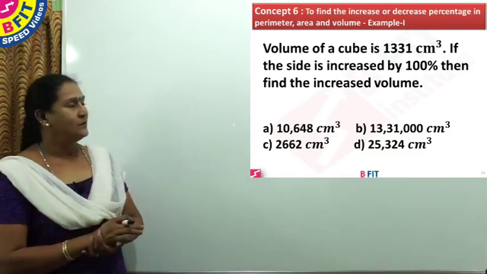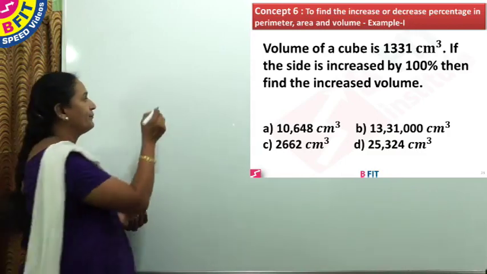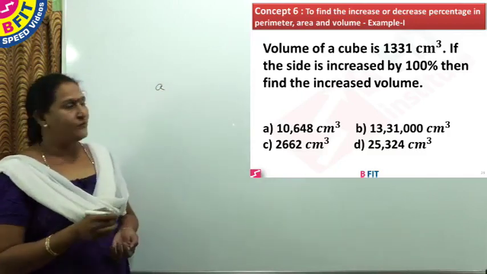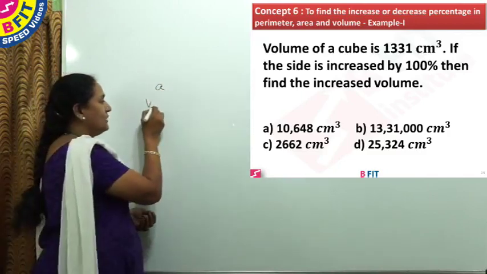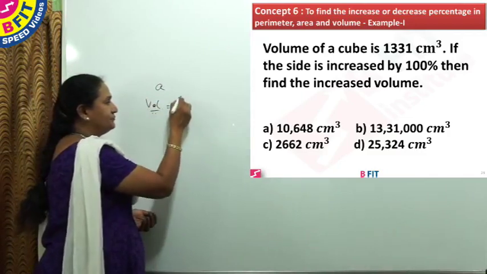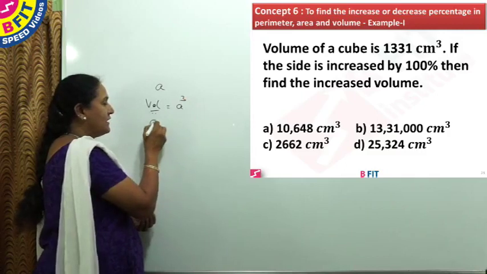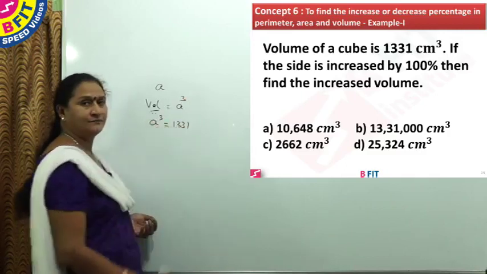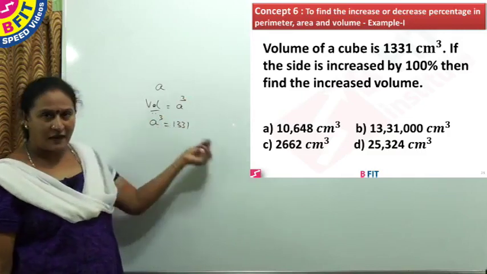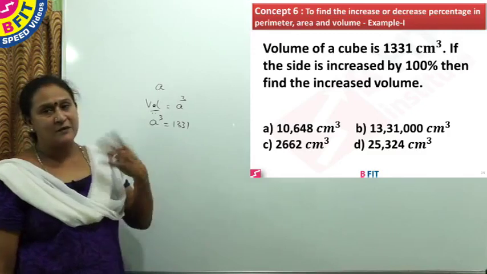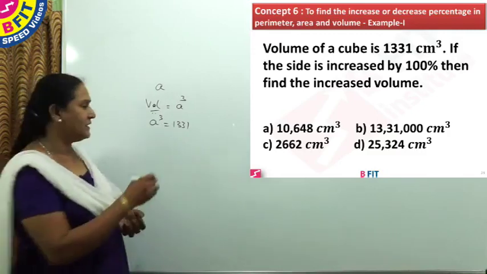Say suppose the cube side is A. So what is the volume of a cube? So volume equals A cube. So A cube is given as 1331. And now what do we have to do here? We have to take the cube root. So it is 11. And if the side is increased by 100%.